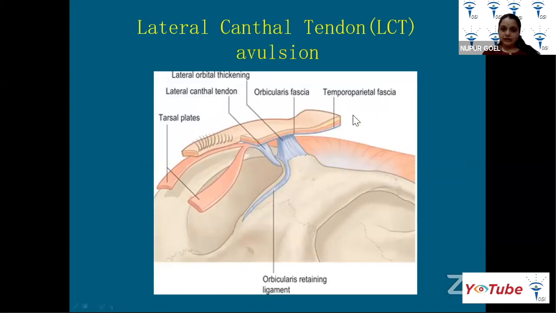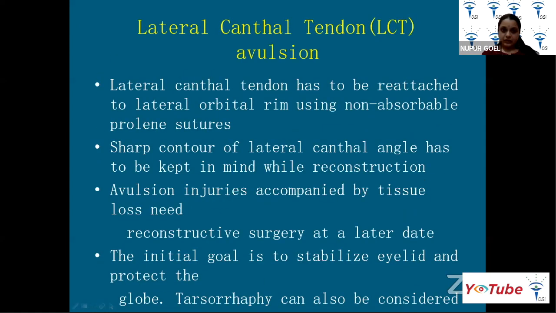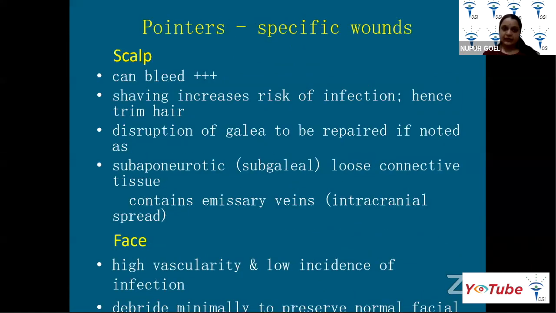In case of lateral canthal tendon avulsion, the lateral canthal tendon has to be reattached to the lateral orbital rim using non-absorbable Prolene sutures. The sharp contour of the lateral canthal angle has to be kept in mind while reconstructing. Avulsion injuries accompanied by tissue loss need reconstructive surgery at a later date. The initial goal is to restabilize the eyelid and protect the globe. Tarsorrhaphy can also be considered meanwhile.